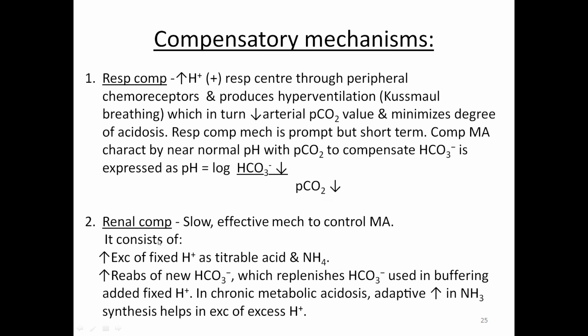Now, a renal compensation is slow, but like I said, a long-term effective mechanism to control metabolic acidosis. What does it consist of? So increased excretion of fixed hydrogen ions as titrable acid and NH4, increased reabsorption of new bicarbonate, which replenishes the bicarb used in buffering the added fixed hydrogen. And also in chronic metabolic acidosis, an adaptive increase occurs in NH3 synthesis, which helps in the excretion of excess hydrogen ion.